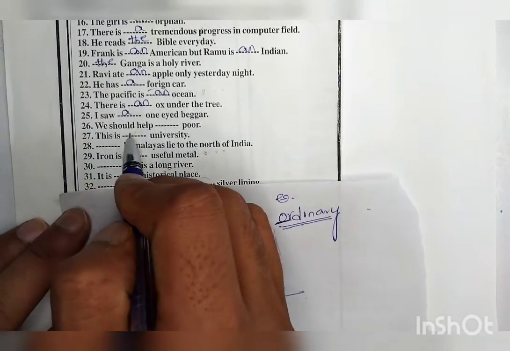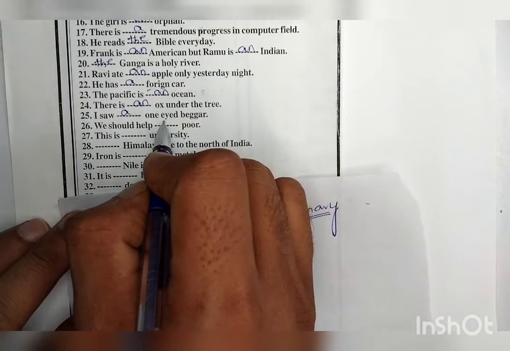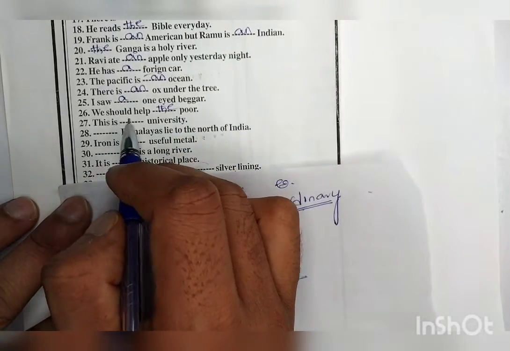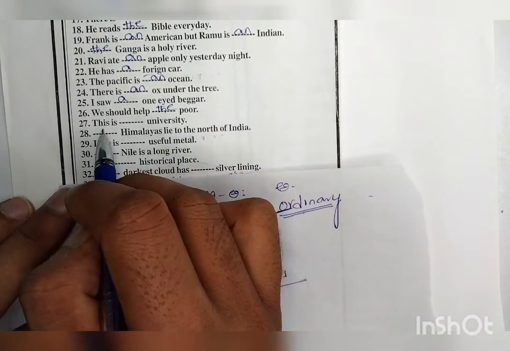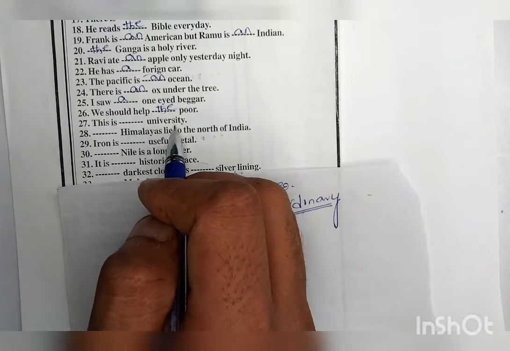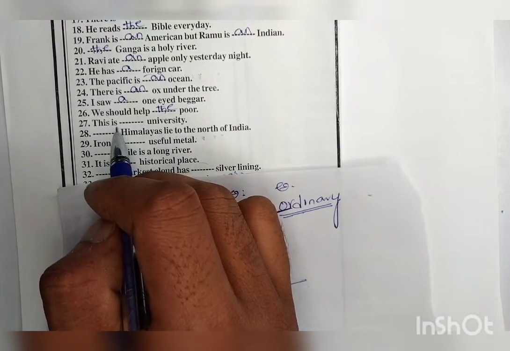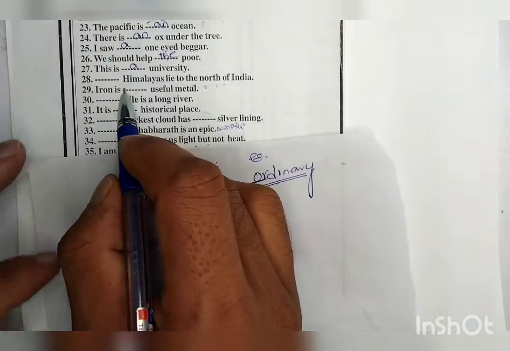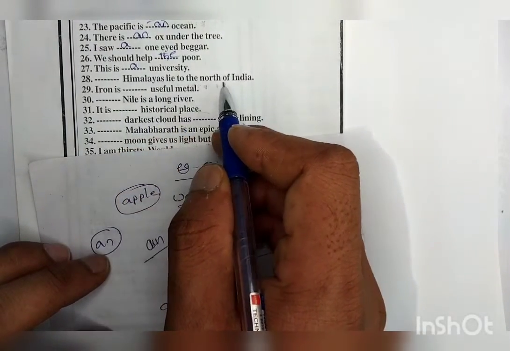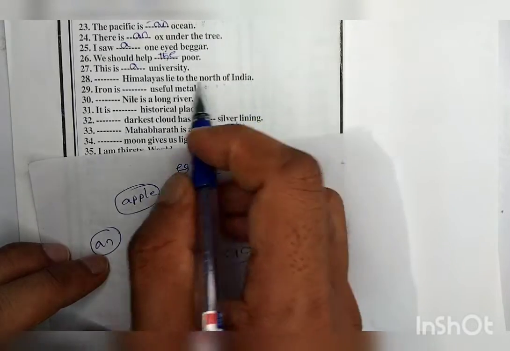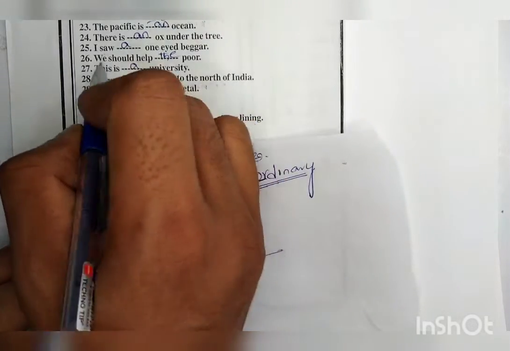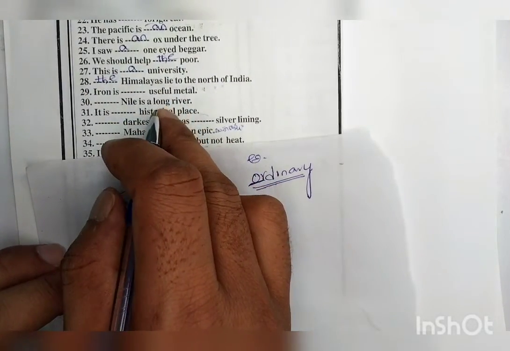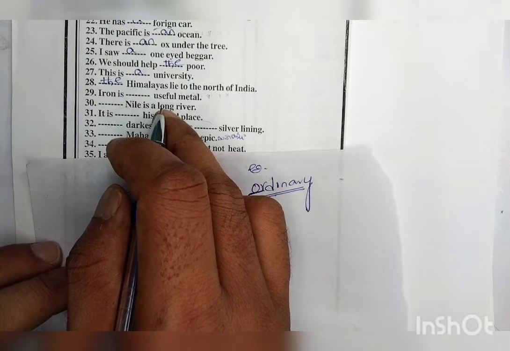Okay. Next, he would help the poor. He would help the poor. This is the action word. He would help the poor. This is dash university. This is a university. Okay guys, next. Himalaya lies to the north of India. The Himalaya. You have to use what here? The Himalaya. So one thing you need to understand, which are the special things we have to.